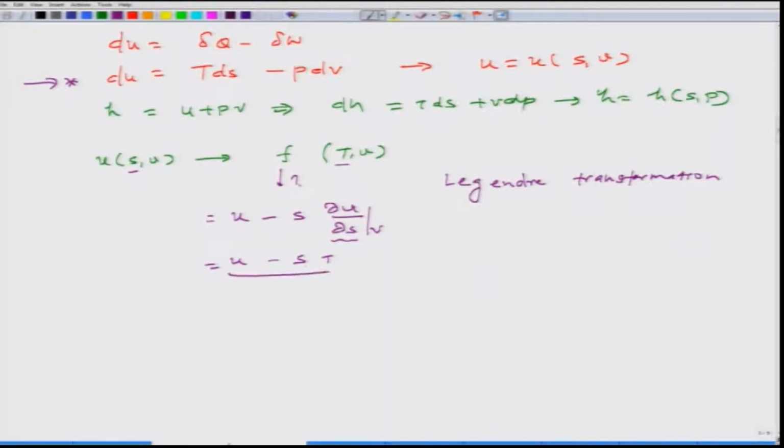And this particular expression we are going to call A. A is nothing but U minus TS, and we are going to define this A as the Helmholtz function. Okay. So, you can take the differential and write this expression in differential form.